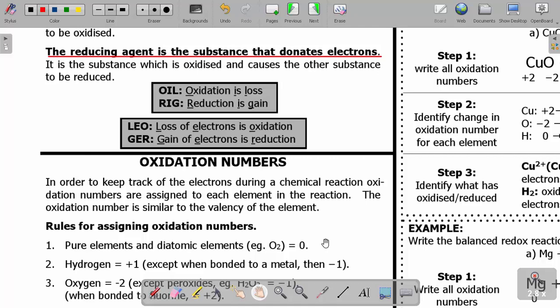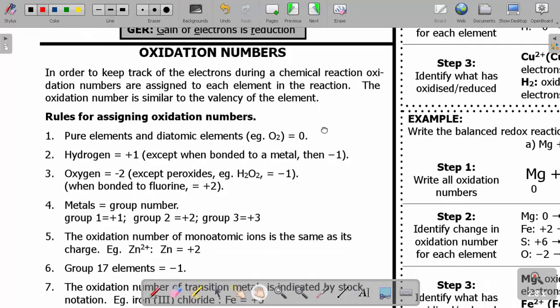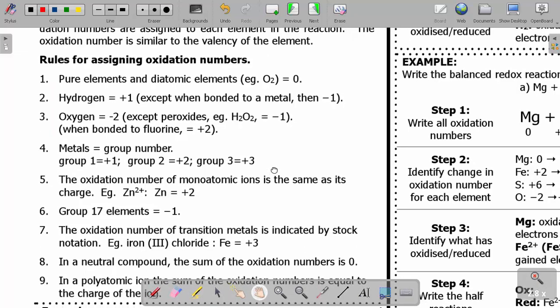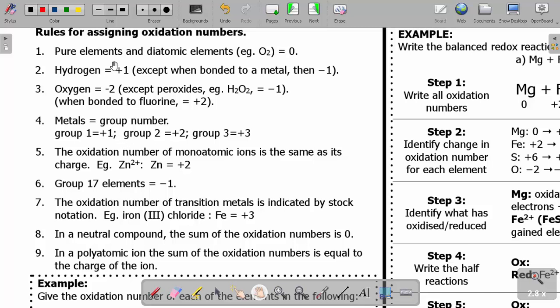Okay, don't forget that. Let's talk about oxidation numbers. Now, in order to keep track of the electrons during a chemical reaction, oxidation numbers are assigned to each element in the reaction. The oxidation number is similar to the valence of the element. Rule number 1, when we are assigning oxidation numbers: the pure elements and the diatomic elements have got oxidation number 0. For example, oxygen. And then hydrogen has got +1, with the exception when bonded to a metal, then it becomes -1. Okay, for example, sodium hydride.